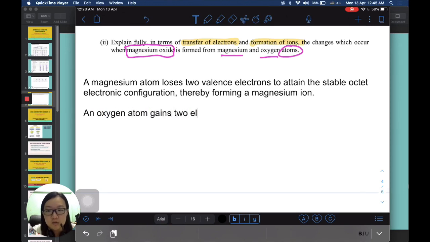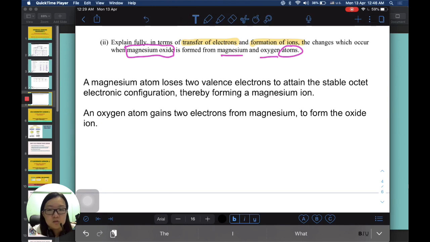Then what happens to your oxygen? An oxygen atom gains 2 electrons. To be more specific, it gains these 2 electrons from the magnesium atom to form the oxide ion, the oxide anion, which is O2-.